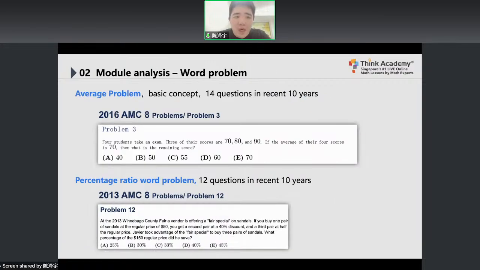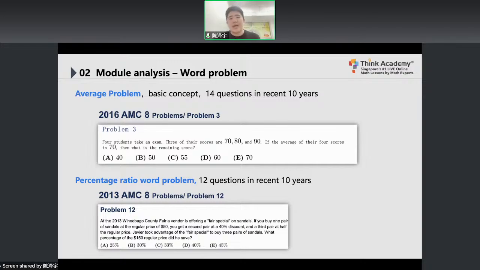Okay, so let's see what exact knowledge points we need to know in each module. The word problem is one of the most important modules. Like I said, it will test the average problem, but only the basic concept: how to calculate the average? You see, it tests 14 questions in recent 10 years.